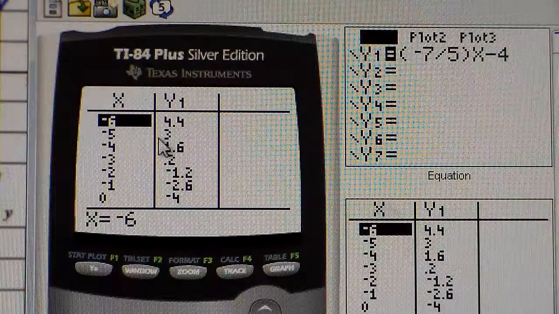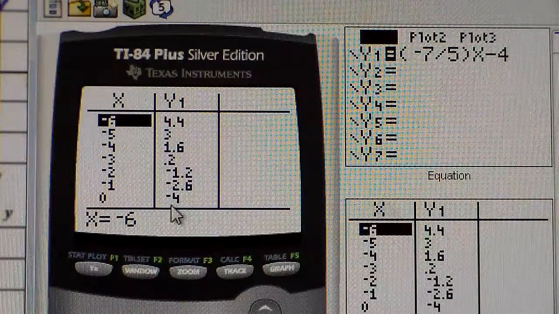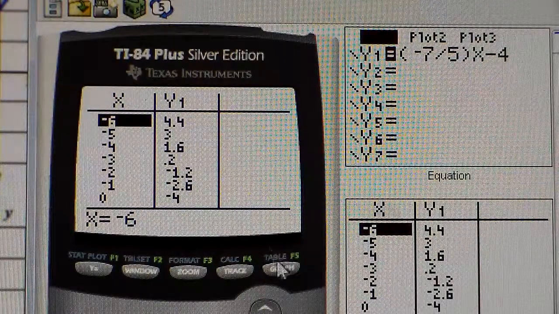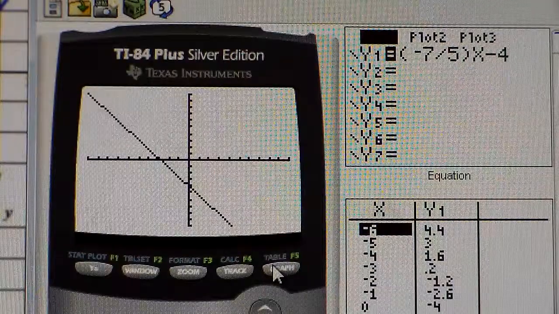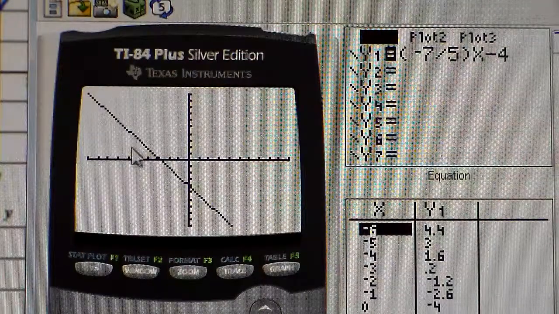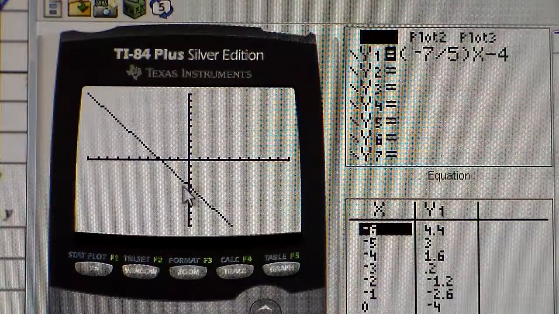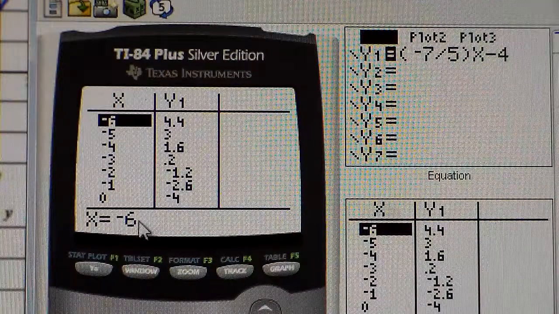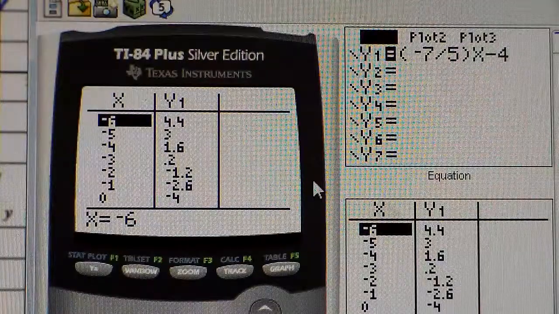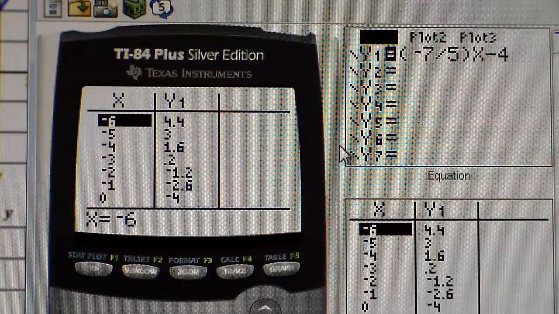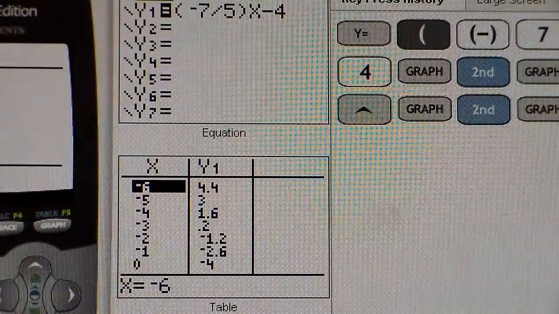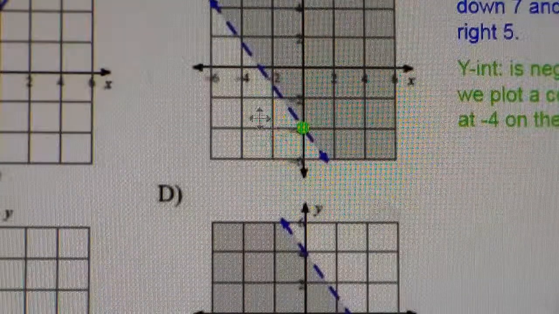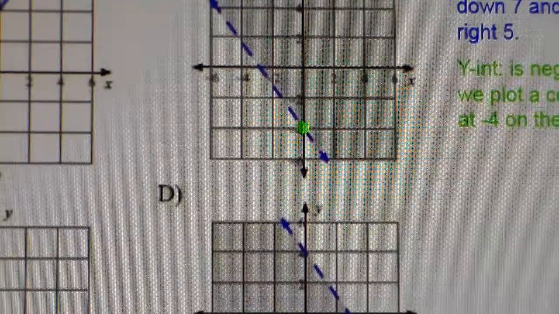So plot negative 5, 3 on your graph and 0, negative 4. Once we plot those 2 points, we can connect them using a ruler. And we can get a graph that looks like this. Negative 5, 3, and 0, I'm sorry, 0, negative 4. Alright, so we got that graph. So we know what our graph looks like. It's going to look like either C or B.